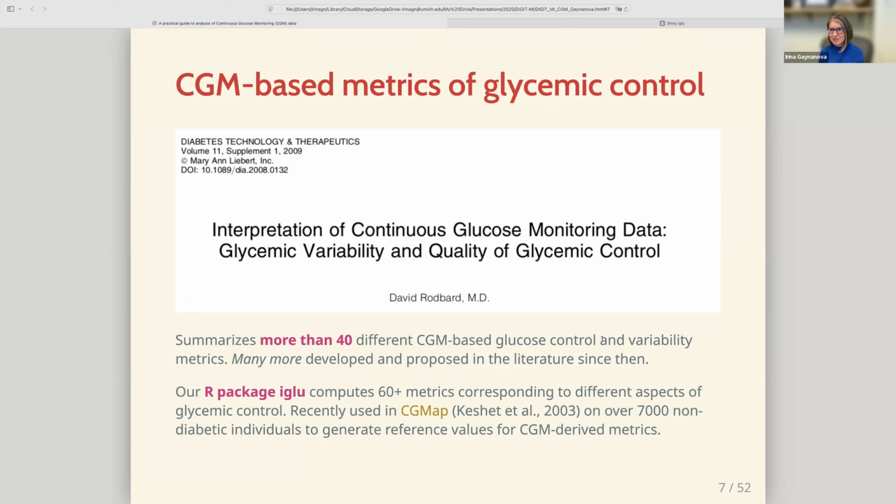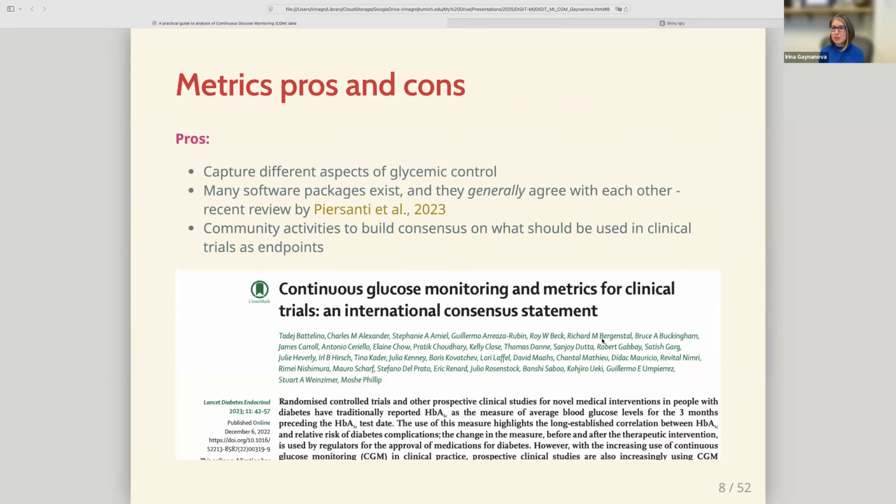And I think it's really easy to get overwhelmed by the amount of metrics that exist. So today I'm going to try to give you some guidelines on what those metrics are, what the traditional ones are and the less traditional ones. And in our case, our package can compute, I think, the most exhaustive list of metrics that I know of, because we just decided to implement them all. And it has recently been used to provide reference values for what these metrics should look like in non-diabetic individuals. So what are the pros and cons of the metrics in general?